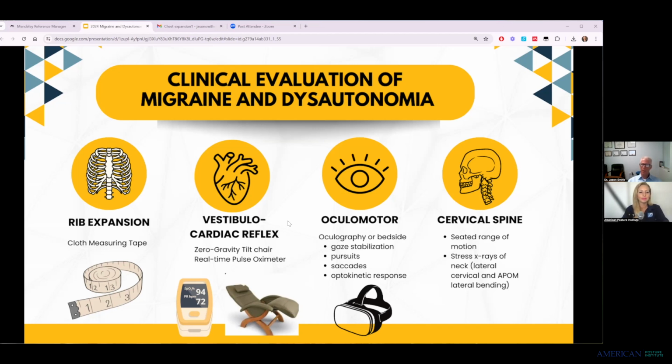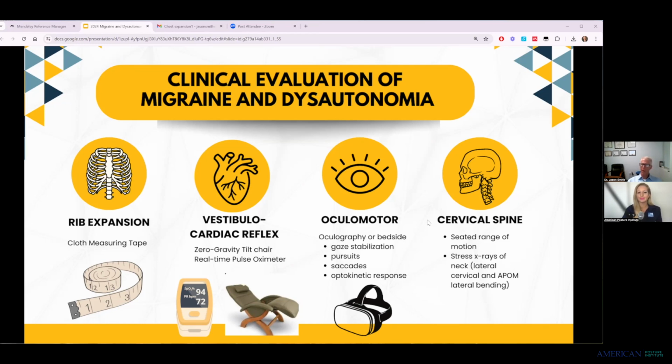Looking at the vestibular cardiac reflex in the tilt chair, we have a little zero gravity chair in my office, and I like to use the real-time pulse oximeter, and I'll explain how I do that in just a minute. We also like to never forget to look at the neurologic systems of the brainstem, the ocular motor, the vestibulo-ocular reflex, and vestibulospinal reflexes. If you don't have an oculography system, then just do these tests bedside, and you'll get a lot of valuable information.